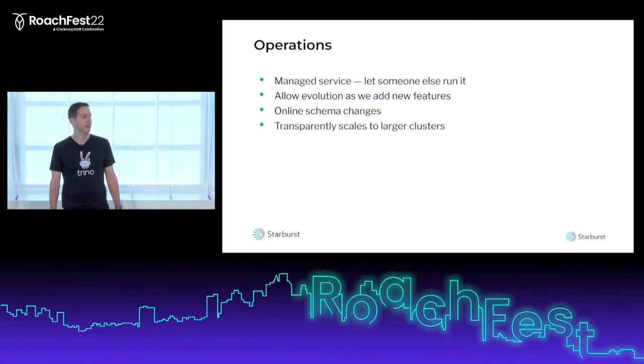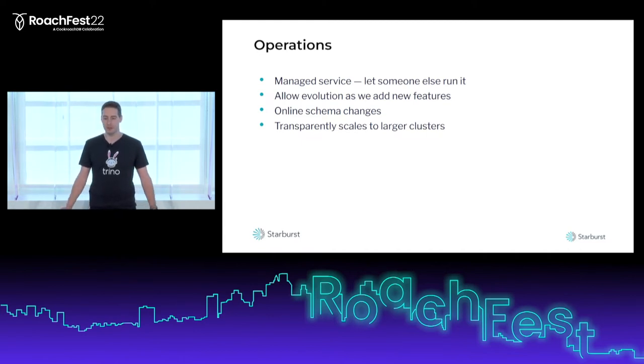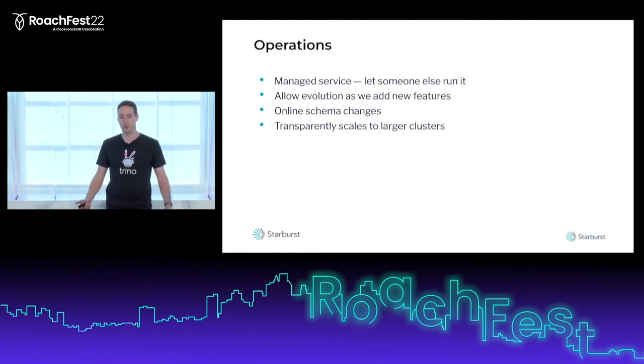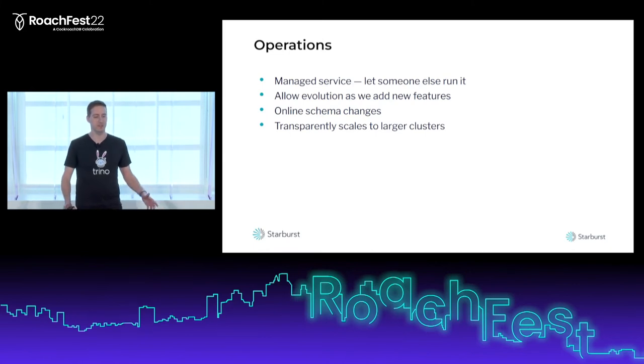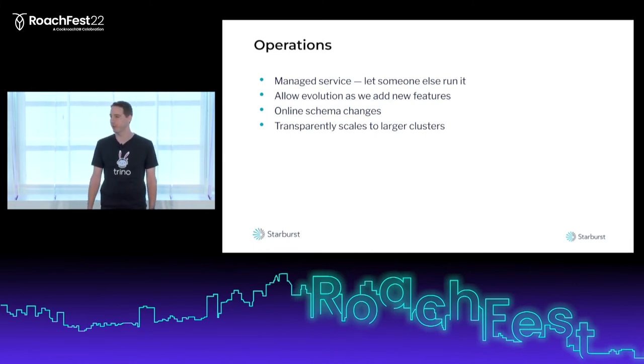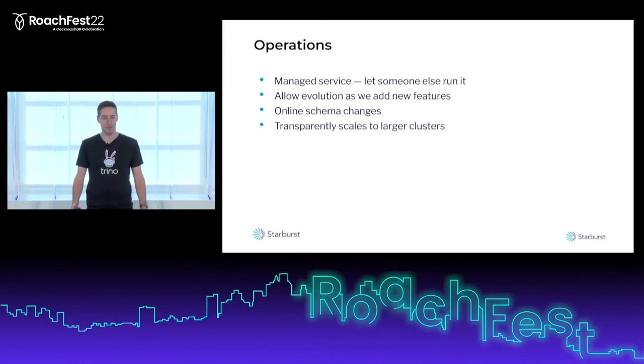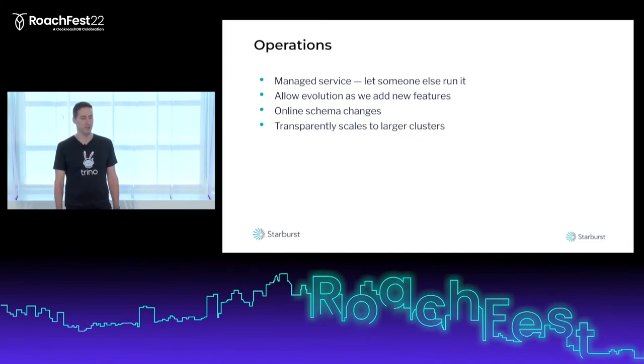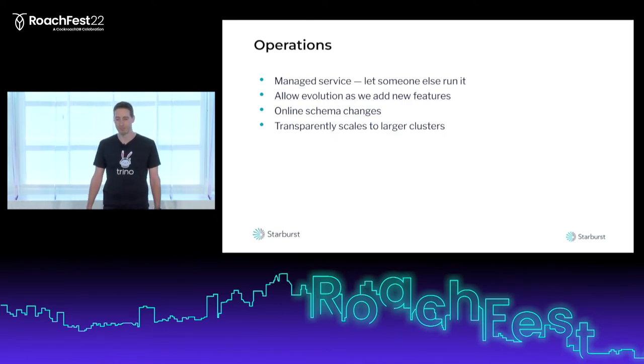And finally, Cockroach can scale automatically to larger clusters. We don't have to deal with manually sharding the data or worrying about how we're going to deal with it if we have to add machines. Cockroach just handles that automatically, at least at our scale. I'm sure when you get into hundreds of machines it's probably more difficult, but we don't have to deal with that yet.